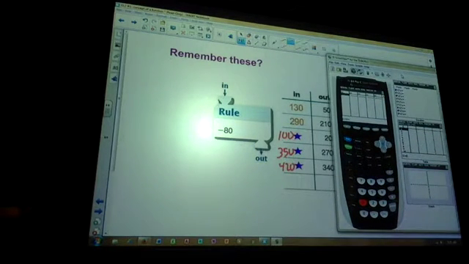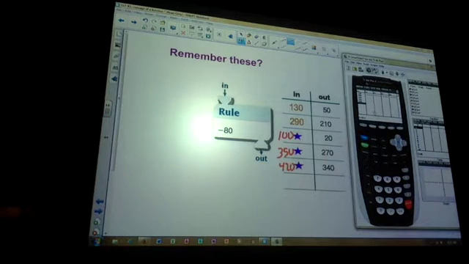Going down list 1, I'm going to go 130, 290, 100, 350, enter, and 420, enter. And then list 2 is going to be the output. You do not need to know how to do this at this point. I'm just doing this for representation. 50, 210, 20, 270, 340. Did I plug those in correctly?